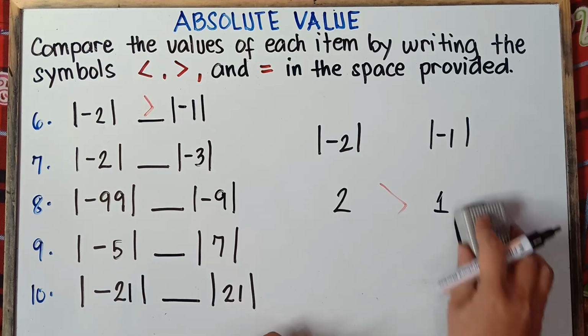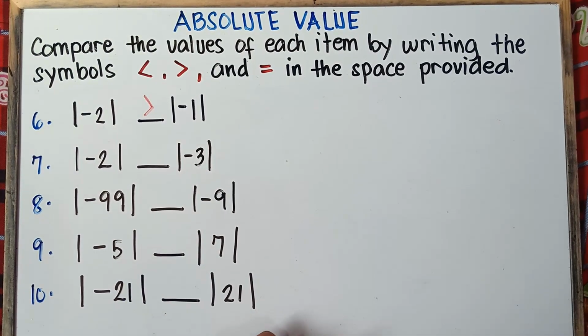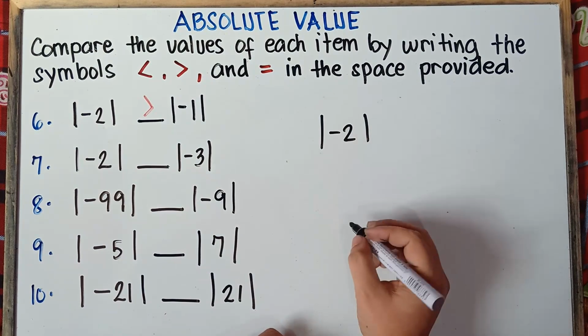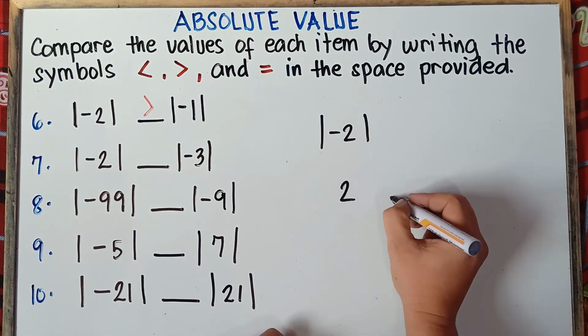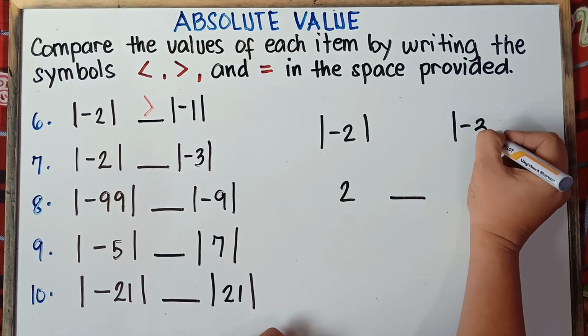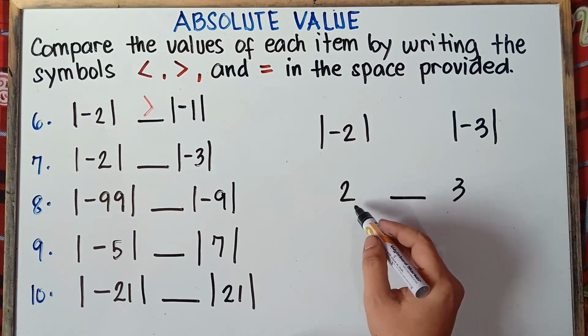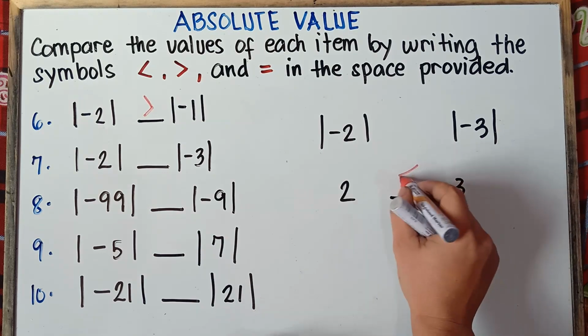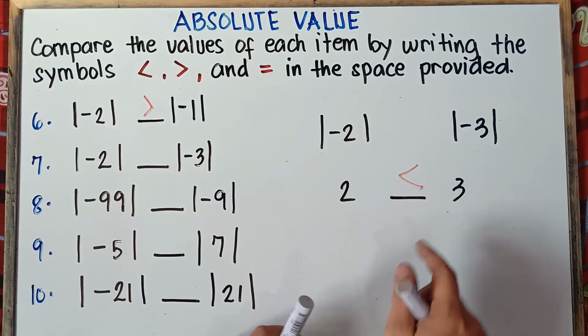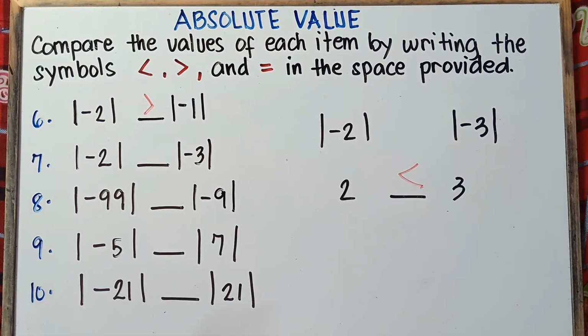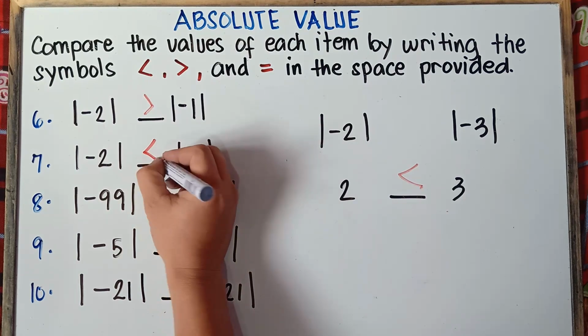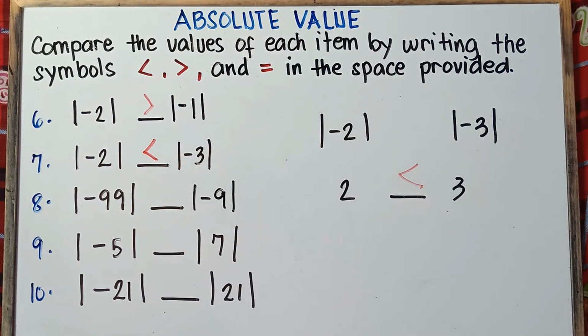Alright, so number 7. We have absolute value of negative 2. Of course, that would be positive 2. And the absolute value of negative 3, that would be positive 3. Of course, we know that 3 is greater than 2. Therefore, our answer is less than. 2 is less than 3. So the absolute value of negative 2 is less than the absolute value of negative 3.